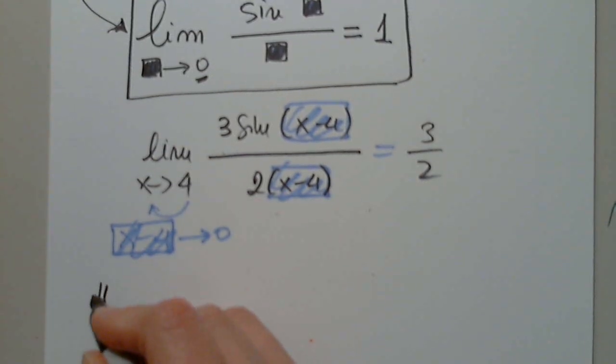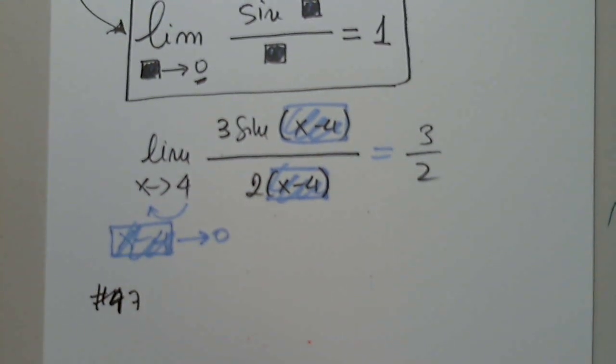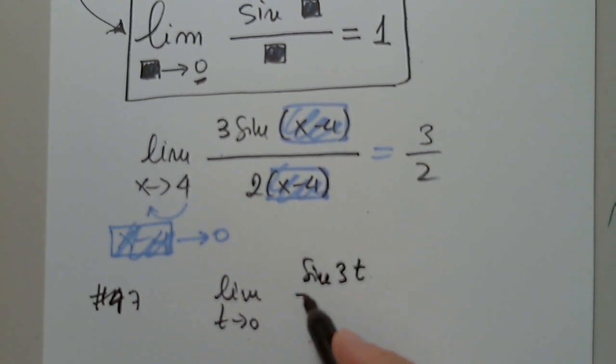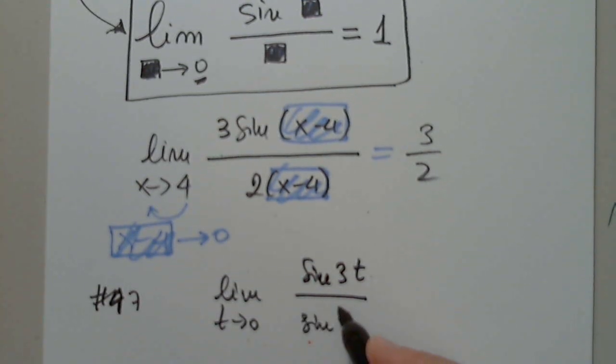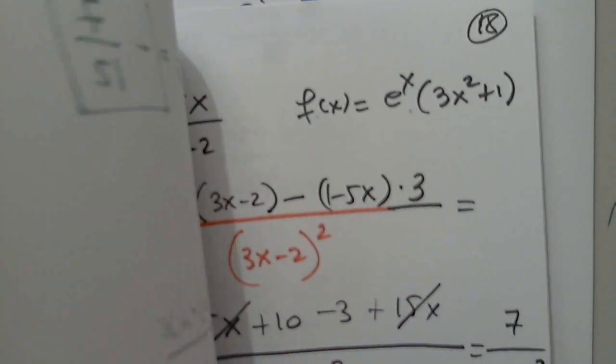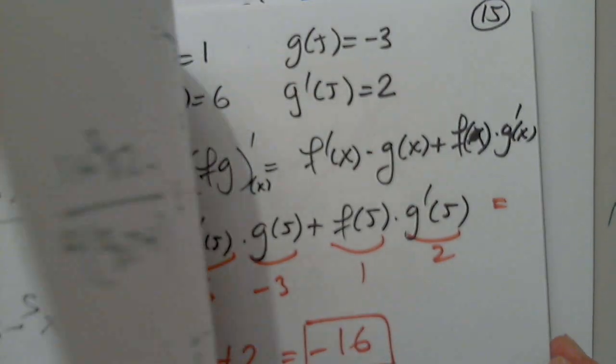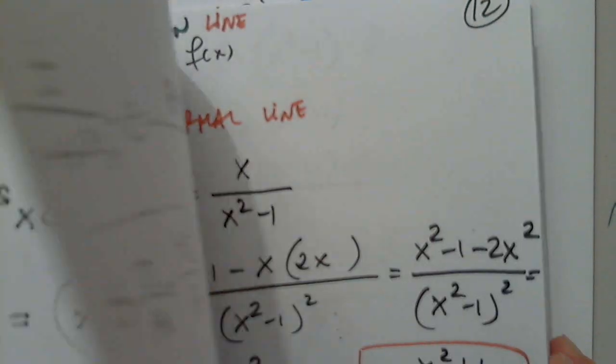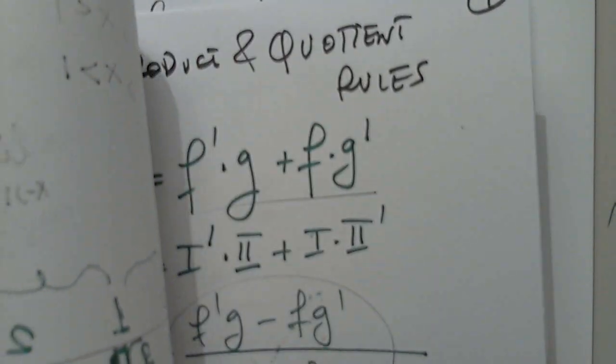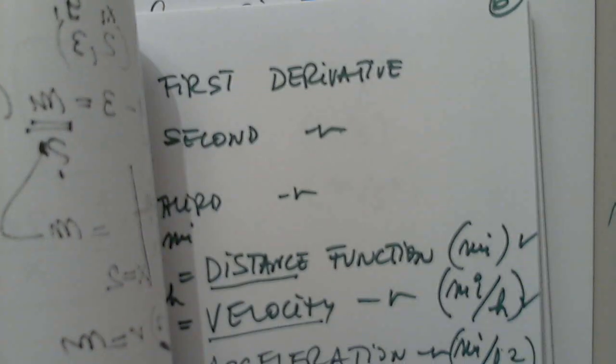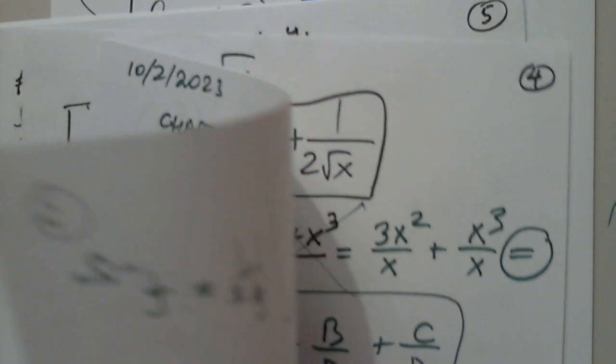Okay, I will choose 47 before you choose the next one. In 47, I see the limit as t approaches 0 of sine 3t over sine t. So remember, last time we had that algebraic manipulation, a very simple thing, going back and forth. Those who were not in class last time, please, I'm begging you, watch the videos and look at the examples that we did in class.